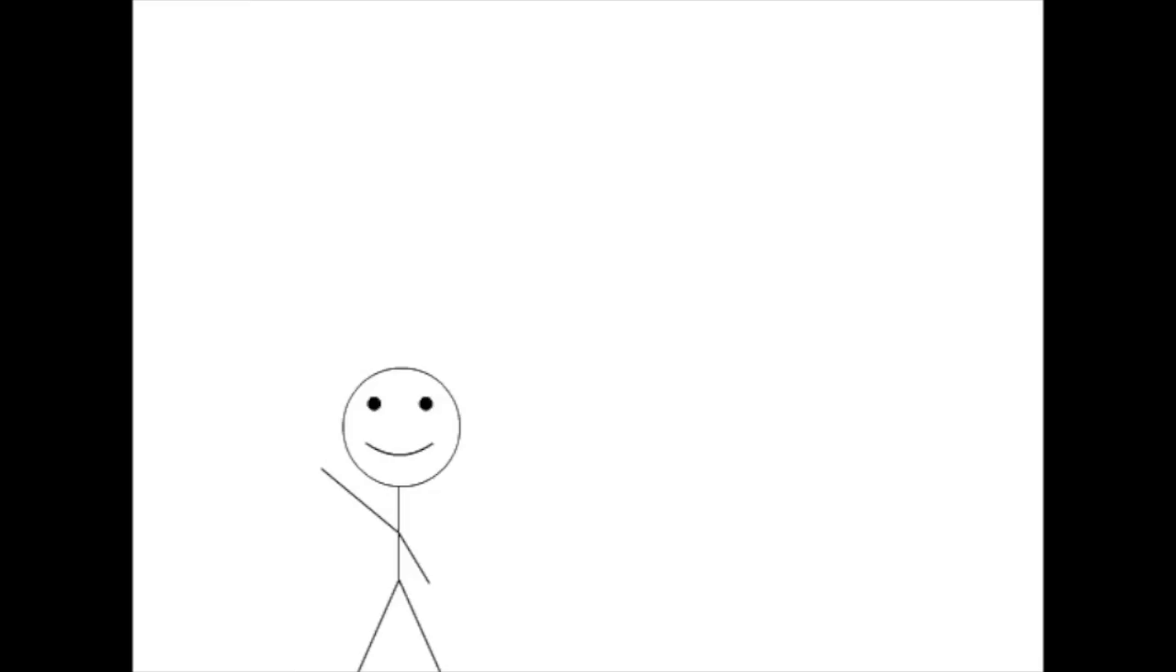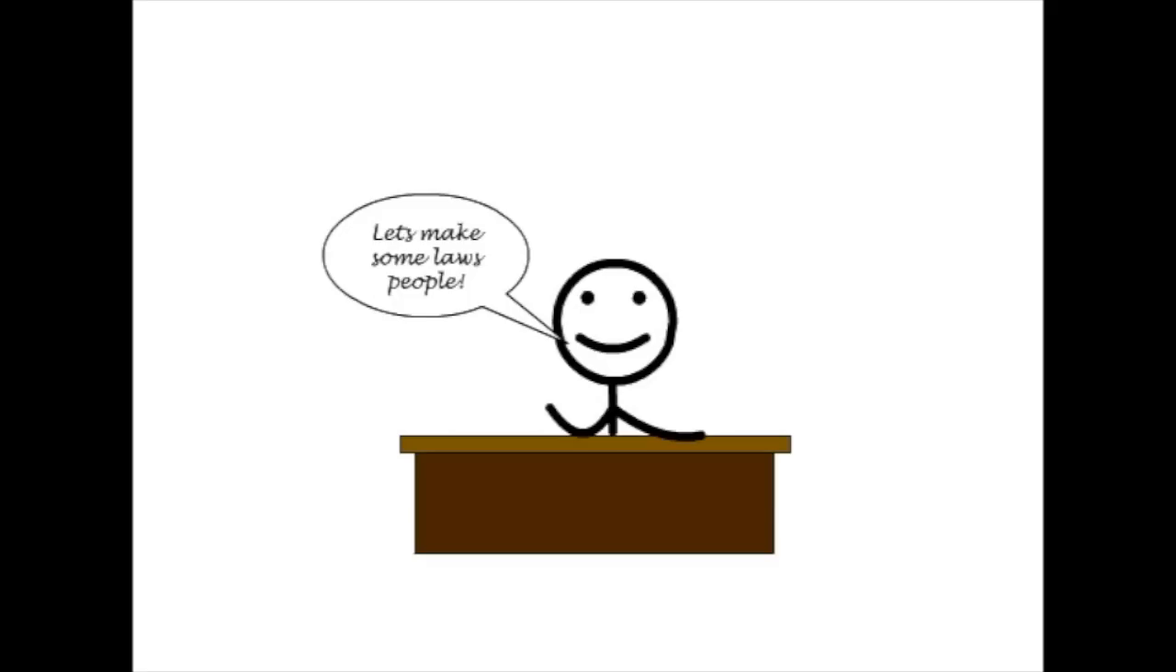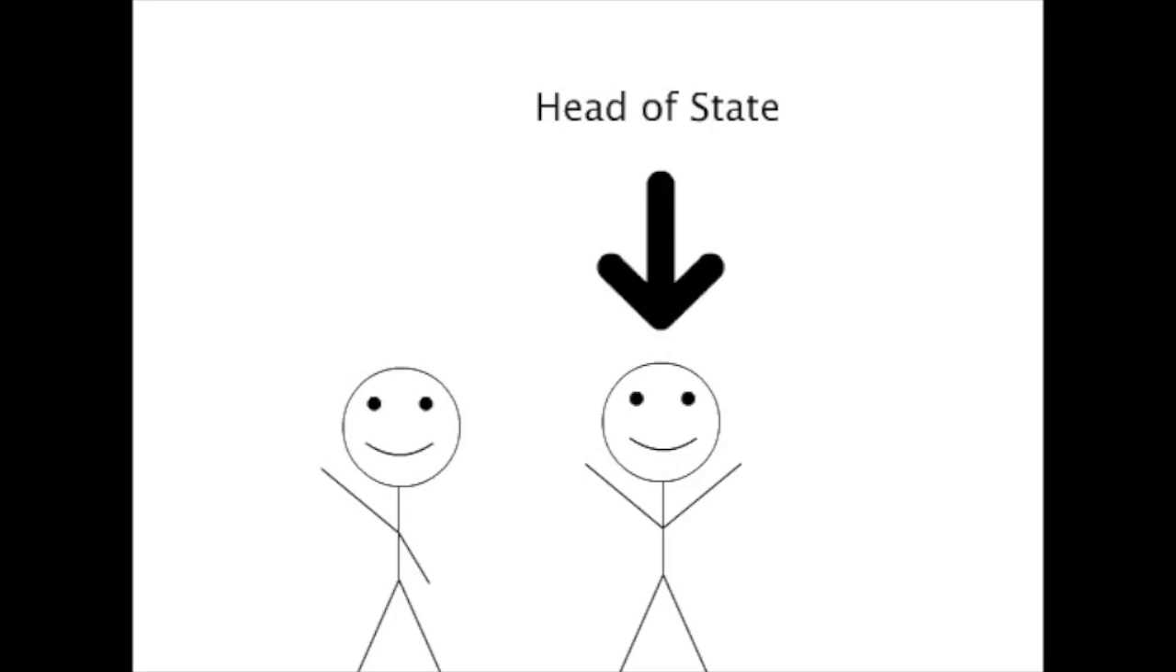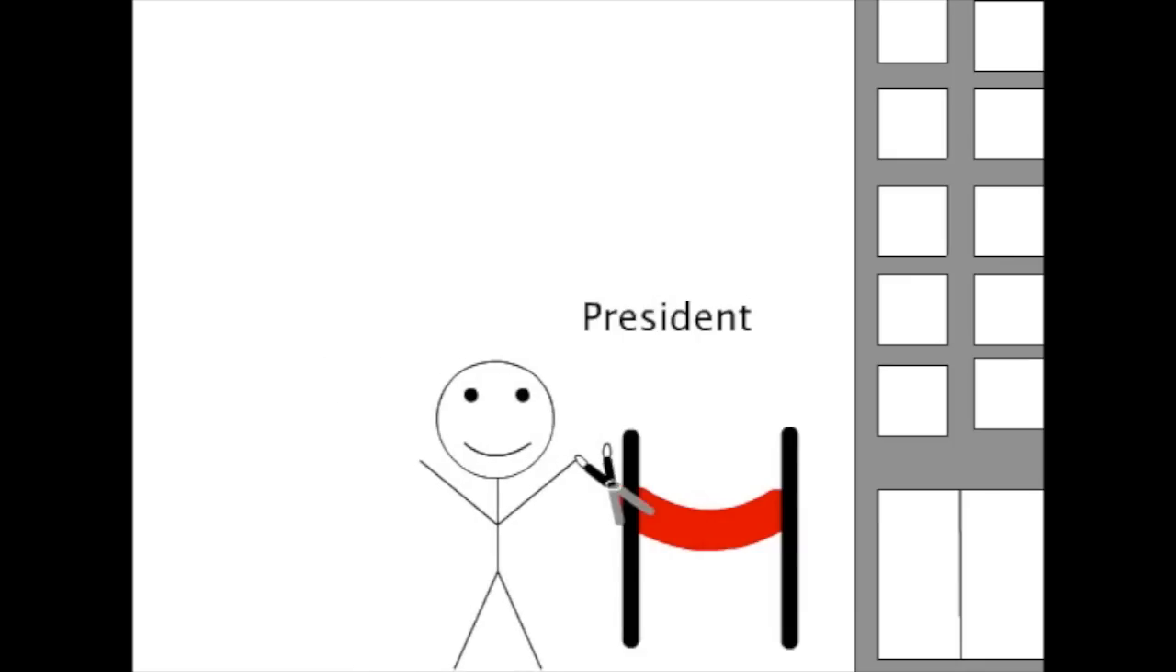A parliamentary democracy is a system in which there are two roles. There's a head of government and a head of state. The head of government is a prime minister, and they make all the laws and stuff, and the head of state, which in a constitutional monarchy is the queen, in a parliamentary republic is the president, has a more ceremonial job. They act as a figurehead to the country.